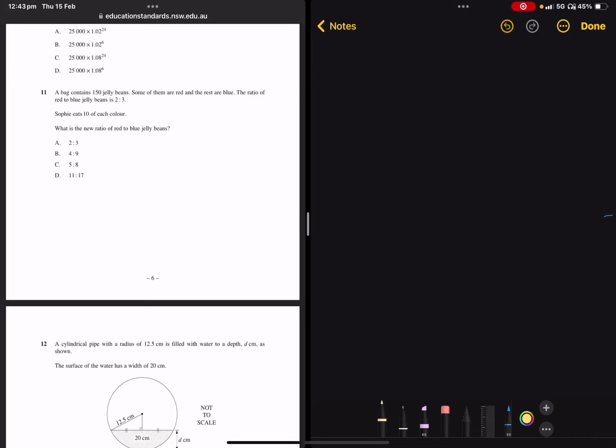Okay, so now we're going to have a look at some more questions from the 2023 HSC Standard 2 Maths paper. We're going to look at questions 11 through to 15.